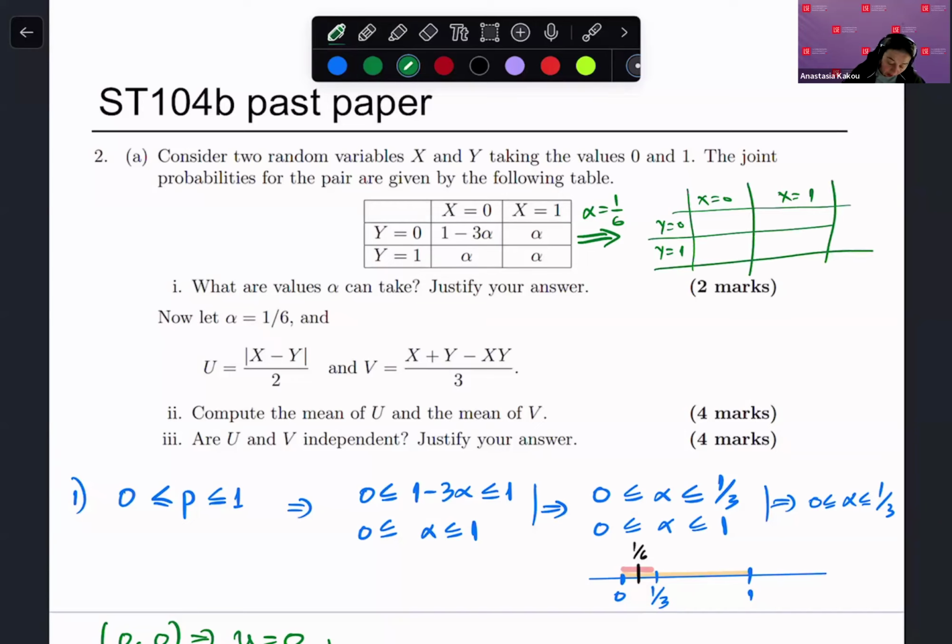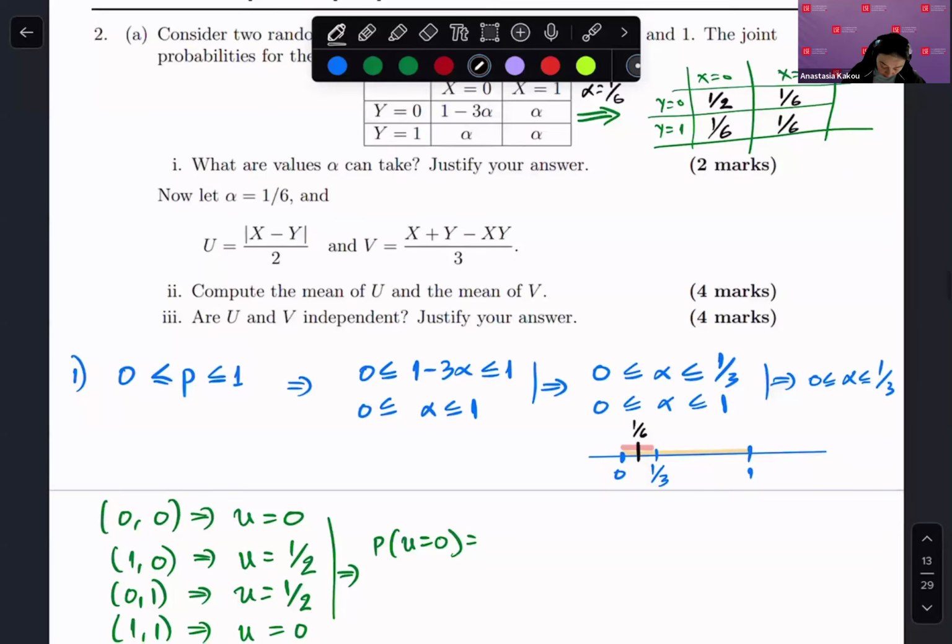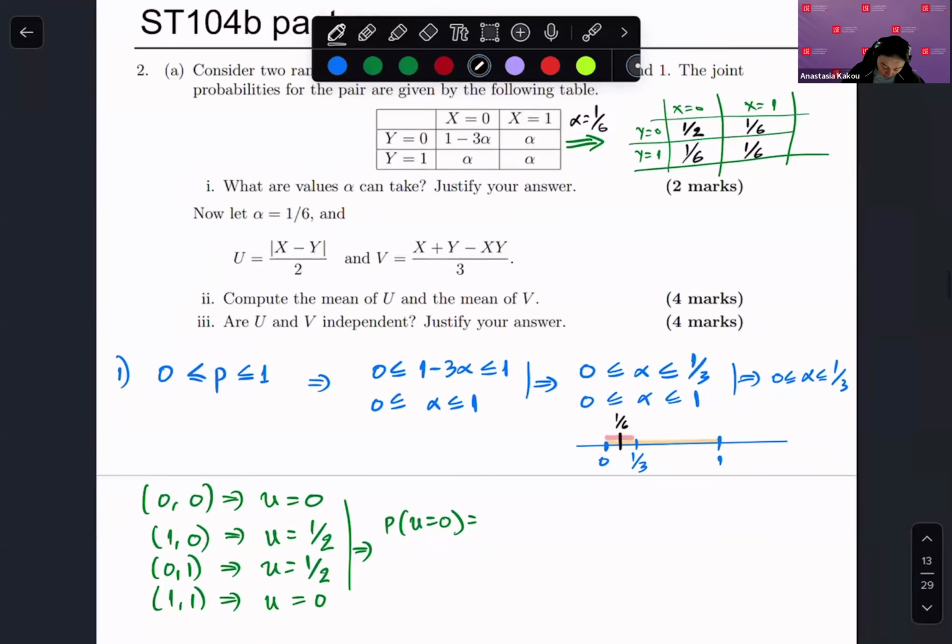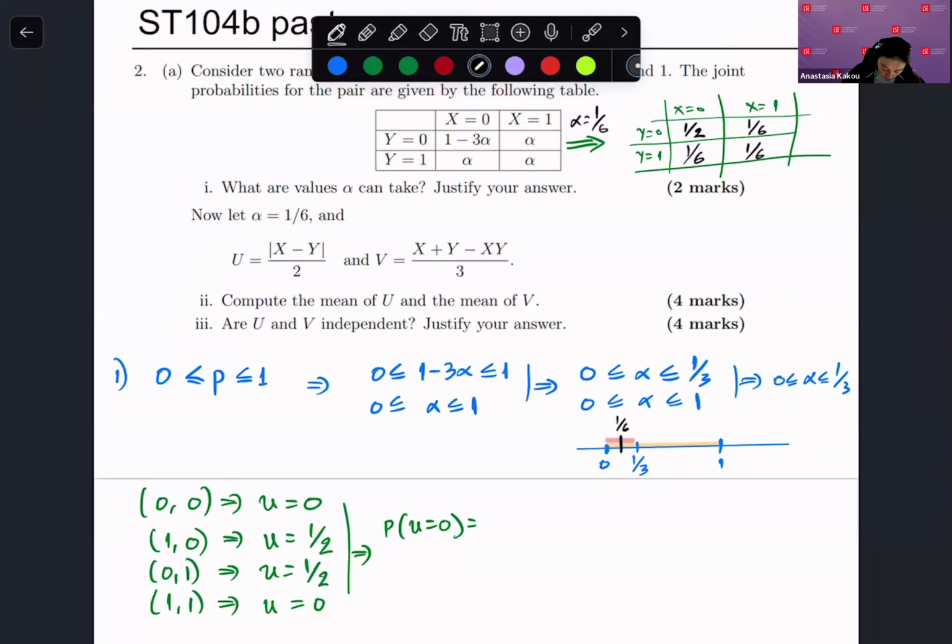Okay. And then the probability, so I'm going to write it here as alpha equals a sixth. Okay, so that probability becomes a half here, and then a sixth, and a sixth, and a sixth. Okay, so in that case, having 0, 0 is a half, and then 1, 1 is a sixth.